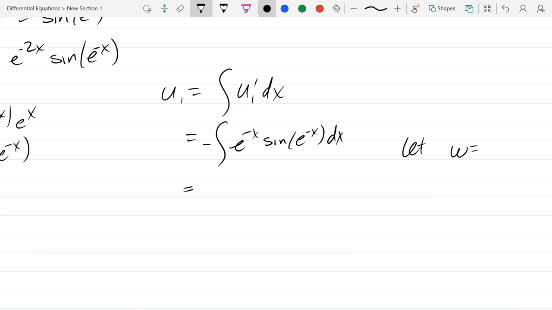What is a good choice for this substitution? e to the negative x. Looks like it's going to work out as well as any u substitution can work out. We even took care of the negative sign at the same time.